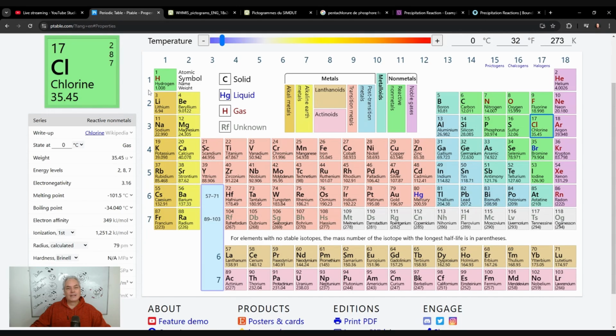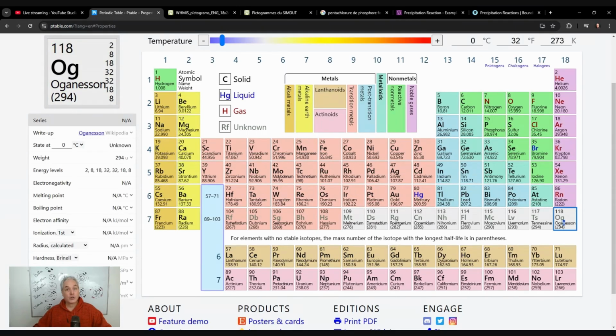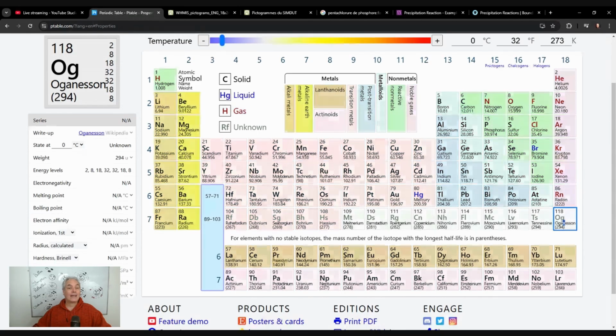Perfect. Now, on top of that, we have some trends. The atomic number goes from 1 all the way to 118. That means the periodic table is organized numerically from 1 to 118. On top of that, the atomic number starts at 1 here on the left, and it increases from left to right.